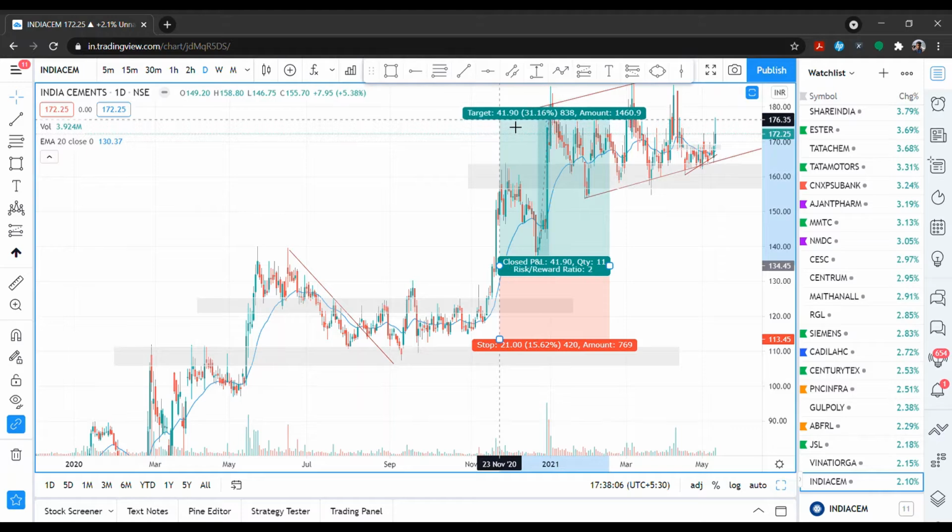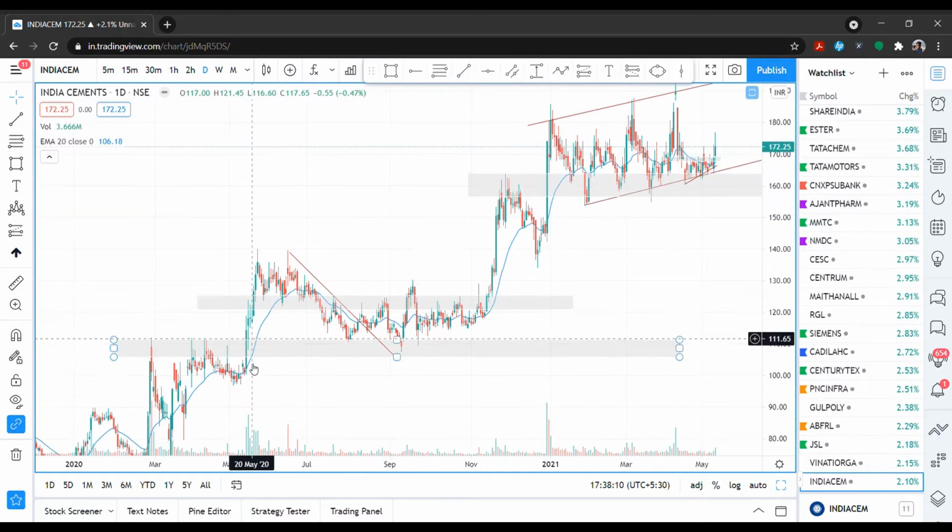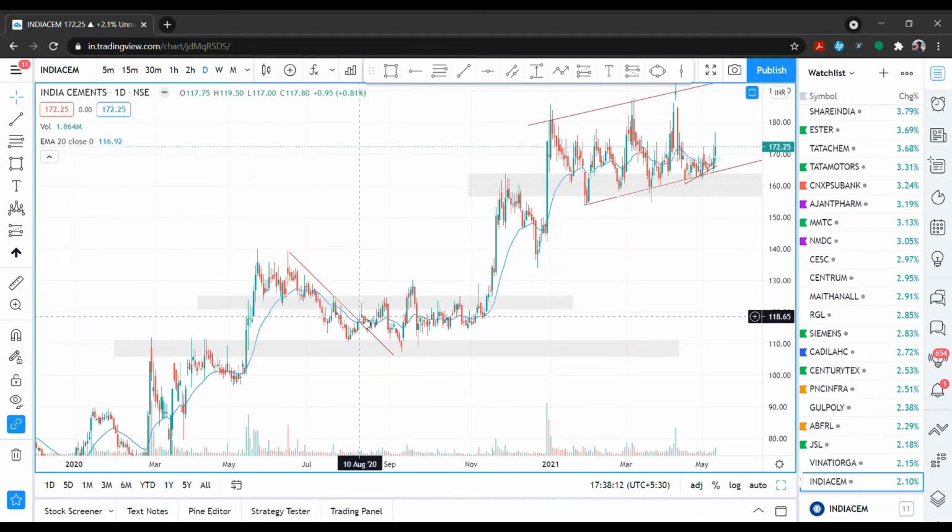So how much did I risk? If I had ended here and made a loss, even after that, if I take a win with an RR of 2, I'm still in profit. So that is the beauty.